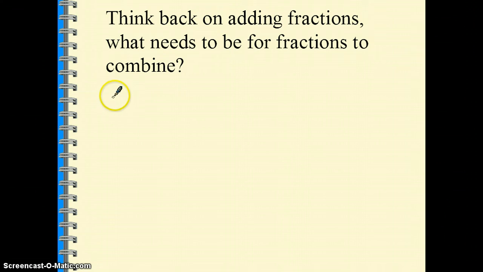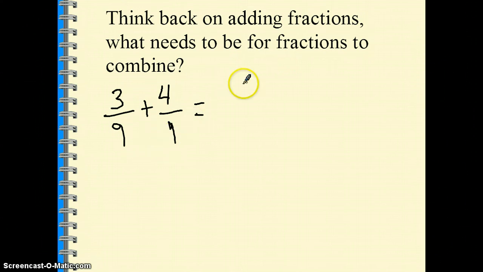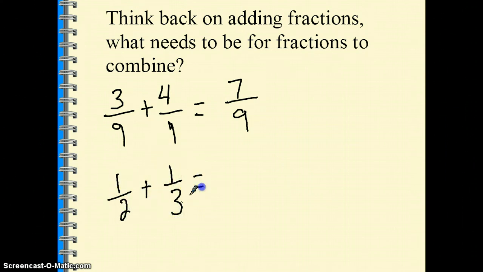For instance, if we have 3/9 plus 4/9, we can add those together because they have the same denominator and just add the numerators to get 7/9. You have 3 out of 9, 4 out of 9, add them together, get 7 out of 9. Well, likewise, if we have 1/2 plus 1/3, we can't just add these together.